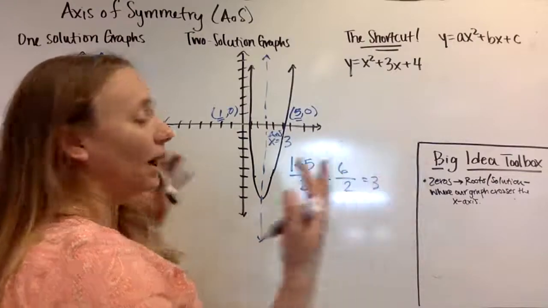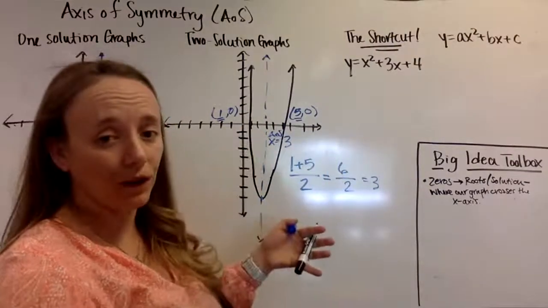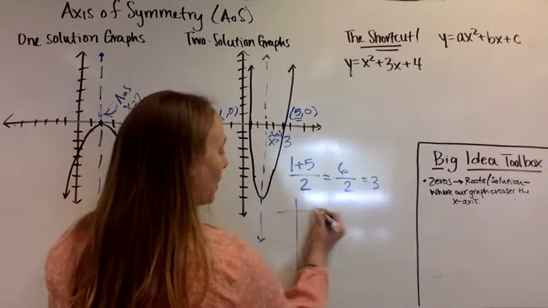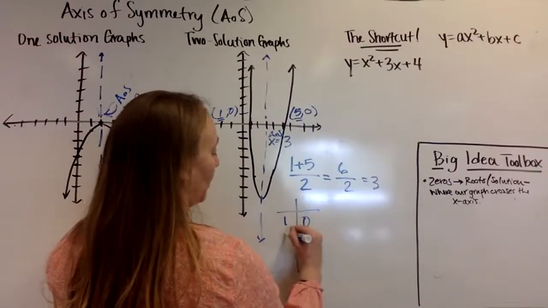So if you have the roots already figured out, and you don't actually want to graph it, if you have a table of values of say, oh, I have this table of values of (1, 0) and (5, 0).